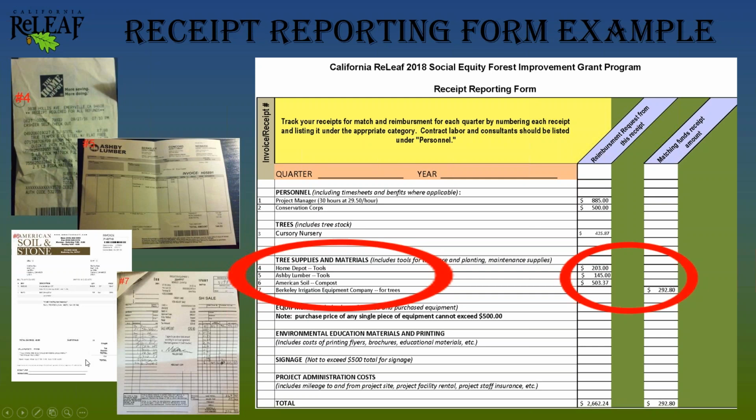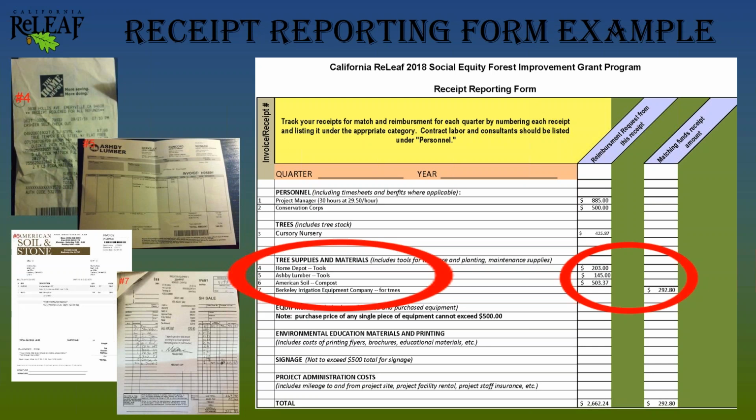The receipt reporting form, as I mentioned before, we really want to know this by vendor, not by item. And I think this was unclear somehow at the get-go of our grant program, but it is much easier for us to go and verify where you got your numbers if we know which receipt it's on.